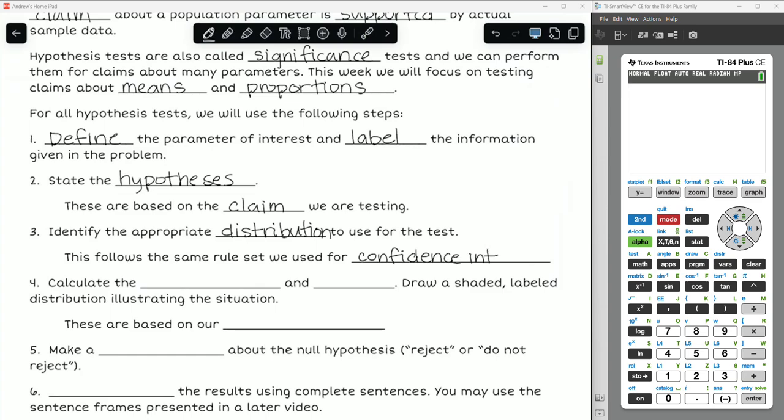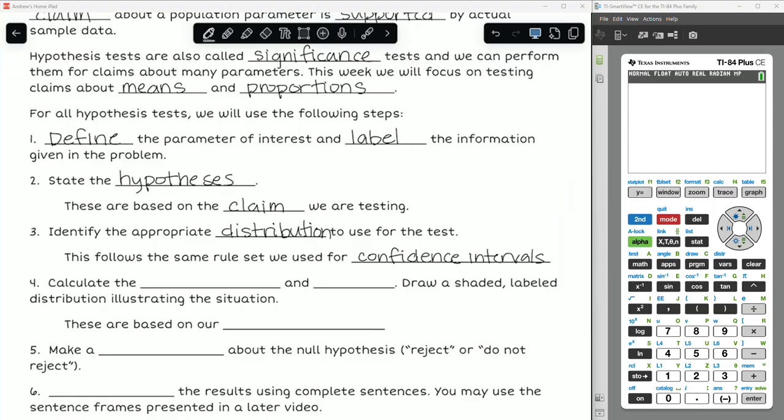We know for confidence intervals, if we are testing a claim about a mean and we know the population standard deviation, we're using the normal distribution. We know if we're testing a claim about a proportion, we're using the normal distribution. If we're constructing a confidence interval for a mean and we don't know the population standard deviation, we were using the student t distribution. We're going to follow that same pattern here. If it's means and we know sigma, or if it's proportions, we're using the z-curve. If it's means and we don't know sigma, it's the t-curve.